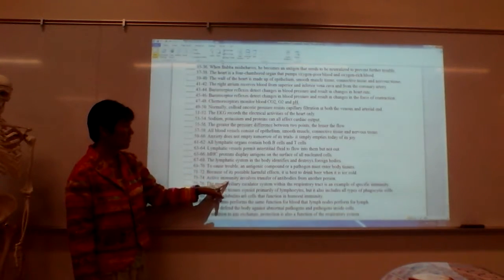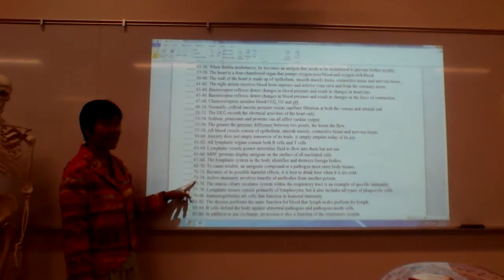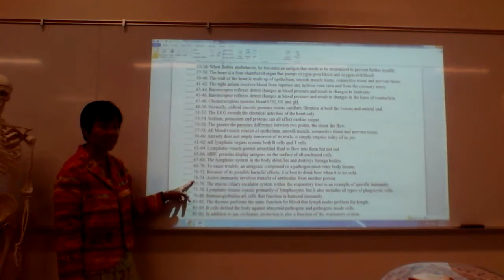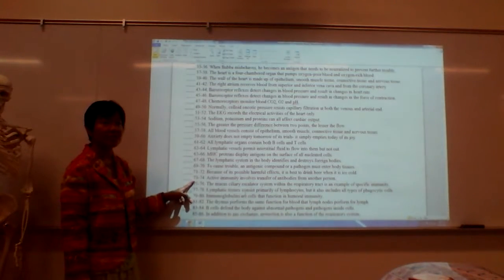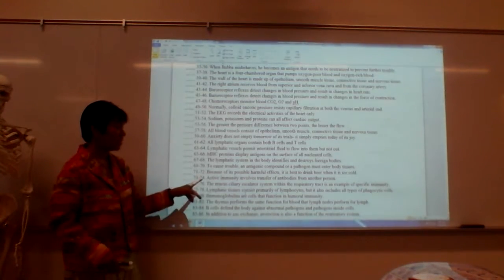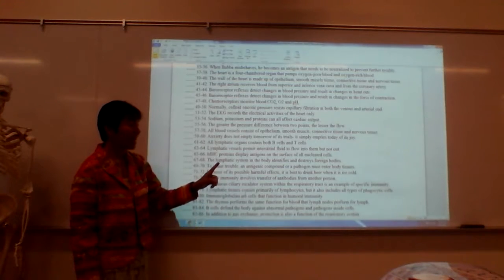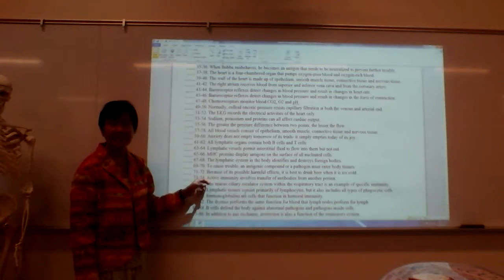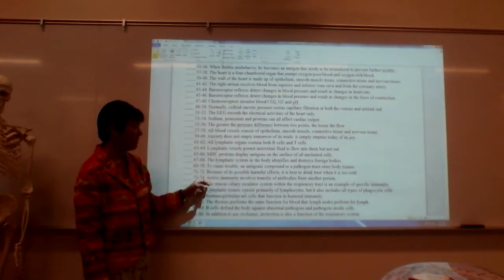Active immunity involves the transfer of antibodies from another person. Is this active? Active immunity means you have to make it. I am actively making it. So this one, transfer of antibodies, no. So this is an example of passive. You're just receiving it. Okay.